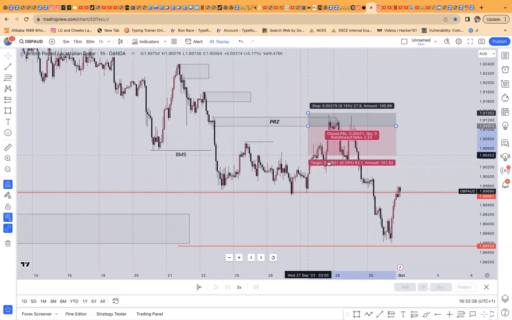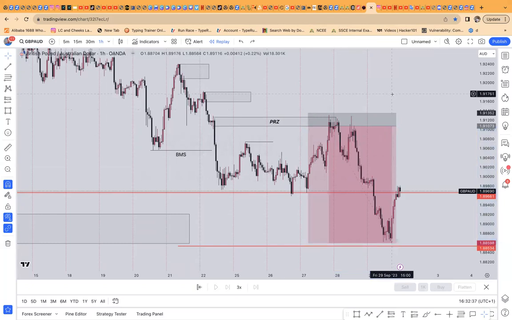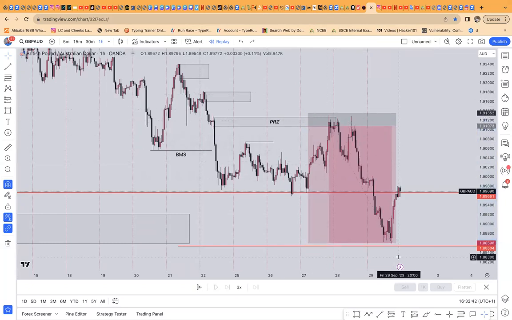And look at this guy. We are still on 1:2 RR. We're not even on 1:3 RR. We are almost close, but we are not at 1:3 RR. So you shouldn't break even at that moment. And when the price retraced, well, like you see it, then it went to our TP.